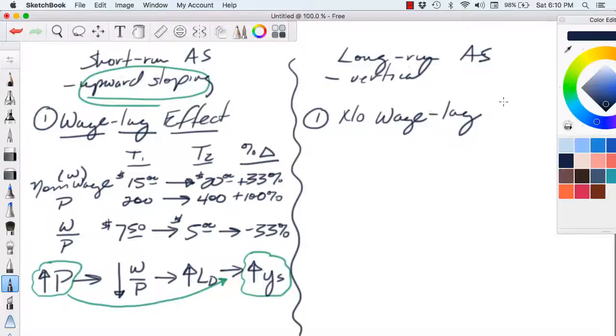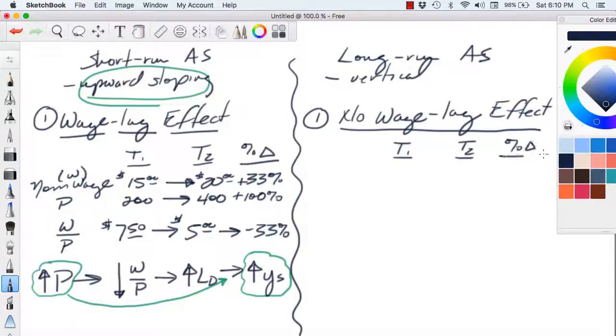So in the long run, there is no wage lag effect. Well, if there's no wage lag effect, then prices don't affect real GDP supplied. Let's very quickly prove this using the same sort of modeling we just used. So T1, T2, and percentage change. And let's say the nominal wage, W, goes from 15 to 30. So over the time period in question, the nominal wage increases by 100%.